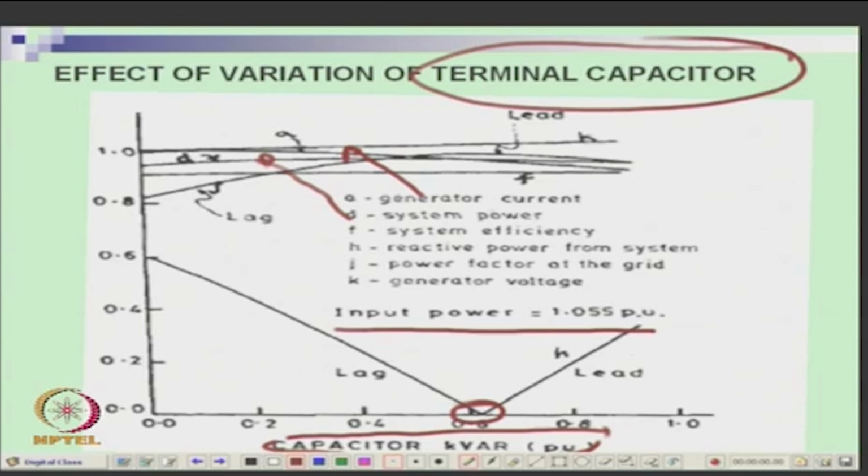And this is the reactive power, this is Q. What you notice is that if you do not connect any capacitor, the machine draws a large reactive power, and if you connect 0.6, there is no reactive power drawn from the grid. So you can control the reactive power drawn from the grid by connecting suitable values of capacitors. That is a very important study which was made.